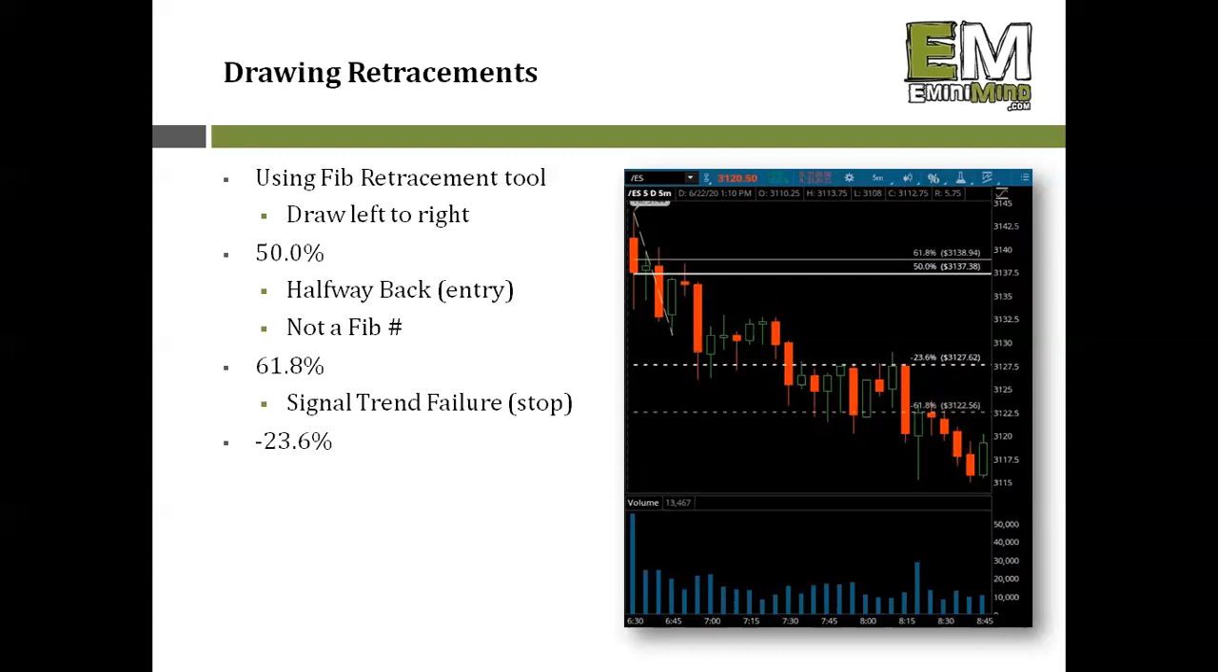And so the nice thing about setting up your charts this way is you can draw on a daily chart, you could draw on a 5-minute chart, you could draw on an hourly chart, when the range is 10 points wide or when it's 50 points wide. And the ratio of stop size to target always stays the same. It might be smaller or bigger, but you're always in that 4-to-1 reward to risk with a projected minus 23.6 target and a 50% entry.